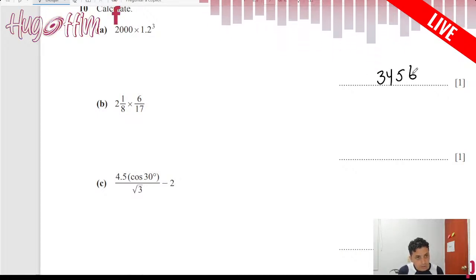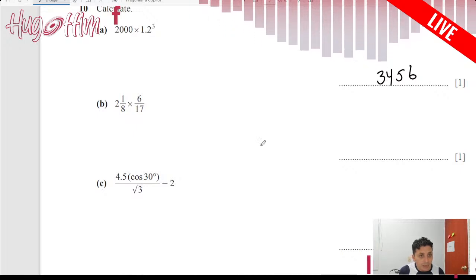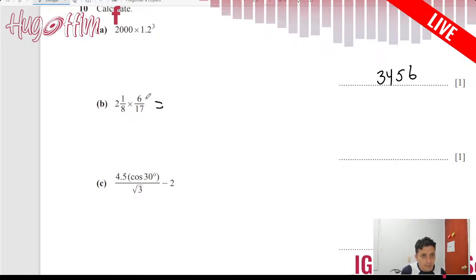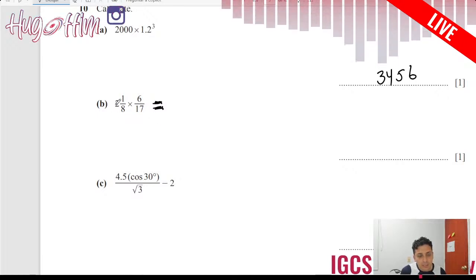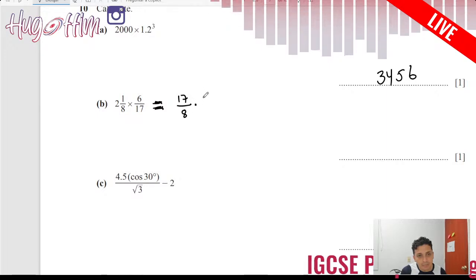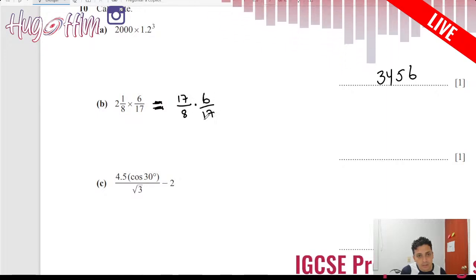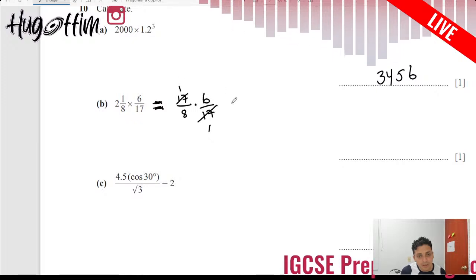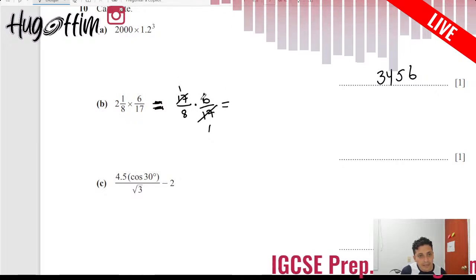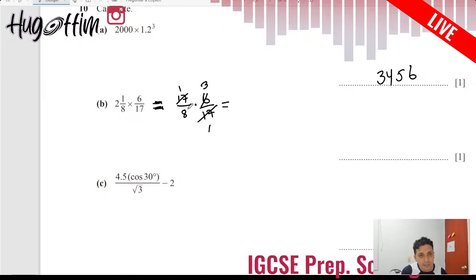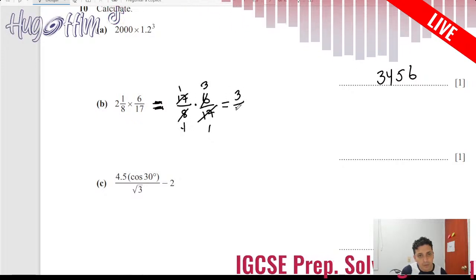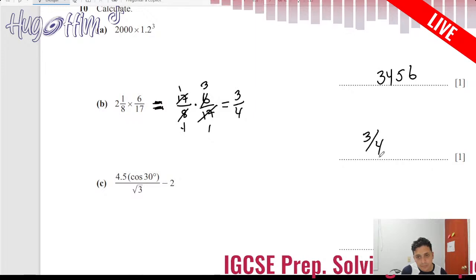Here it says 2 and 1/18 and 1/8. Okay, I want to do it like 2 times 8, 16 plus 1, 17. So 17 over 8 times 6 over 17. Hey, look, I can simplify these 17s. And I can simplify this 6: half of 6 is 3, half of 8 is 4. So 3/4.